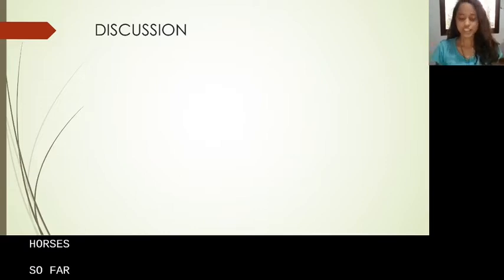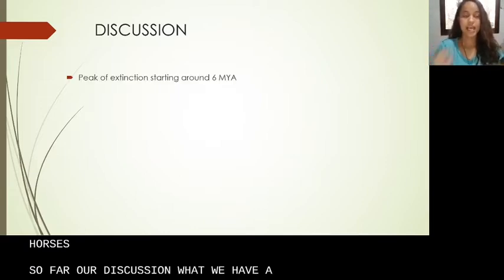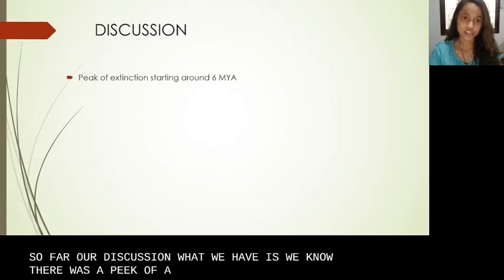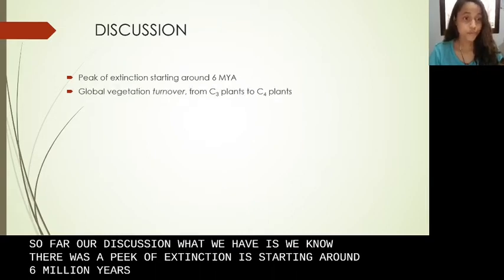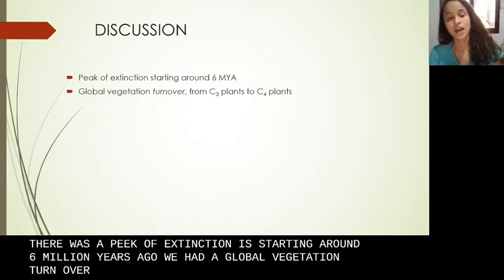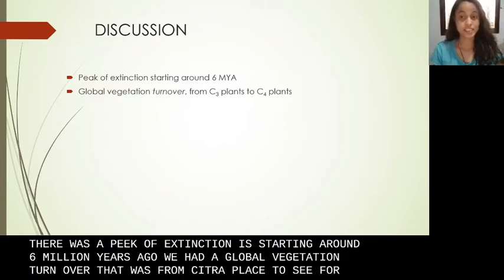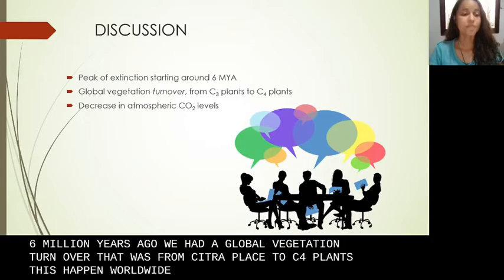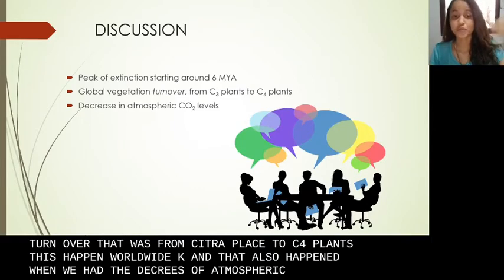So for our discussion, what we have is, we know there was a peak of extinction starting around 6 million years ago. We had a global vegetation turnover from C3 plants to C4 plants. This happened worldwide, okay? And that also happened when we had the decrease of atmospheric CO2 levels. This is what we know. These are the facts.